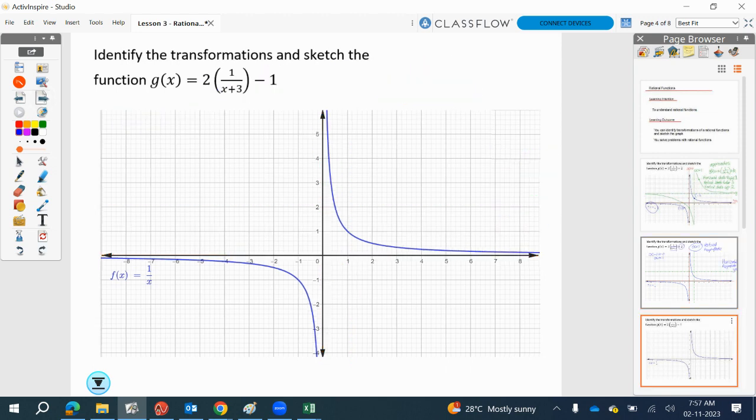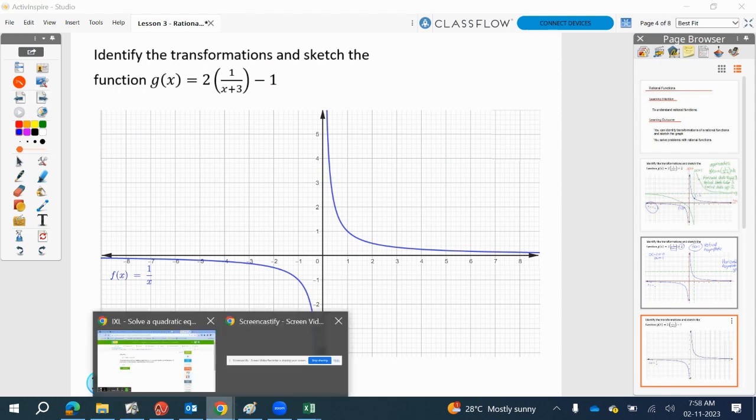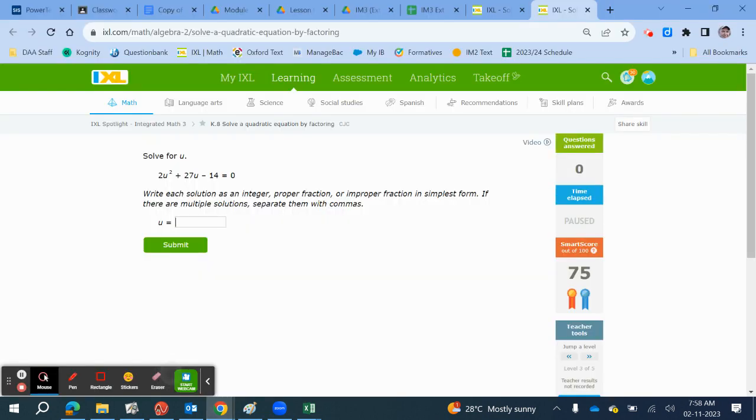Okay, have a go at this one for yourself. Identify the transformations, sketch the function. We'll have 5 minutes for this one. I'll just pause the video for a few minutes.